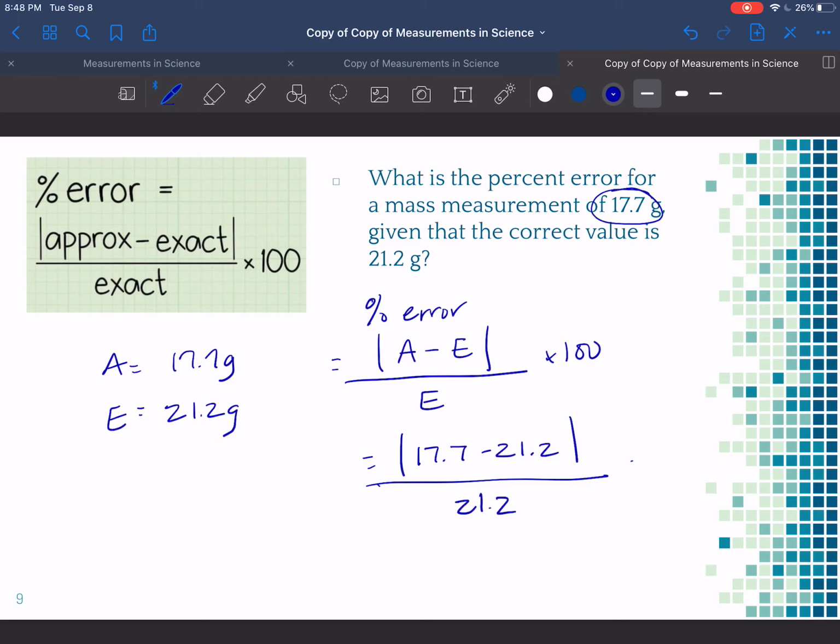Again, that doesn't mean anything other than knowing you were above and below, because a percent error will always be reported in positive terms. 17.7 minus 21.2 equals negative 3.5. We take the absolute value of that, and it's 3.5. Divide by 21.2, and then don't forget to multiply by 100. This student's error rate is 16.5%. Refer back to this video as often as you need to complete the short worksheet on percent error.